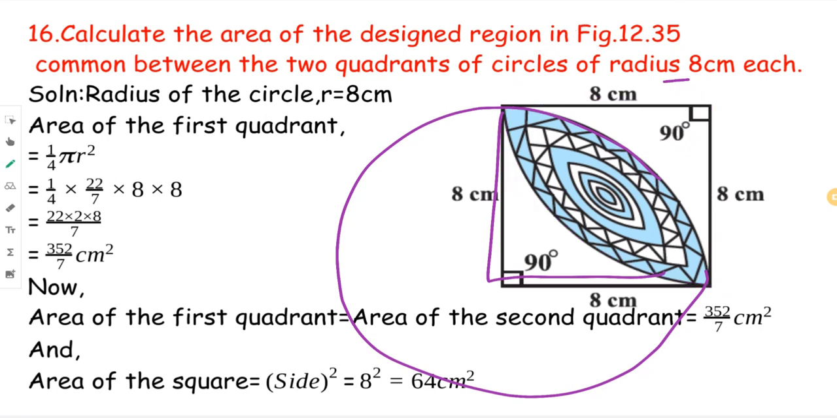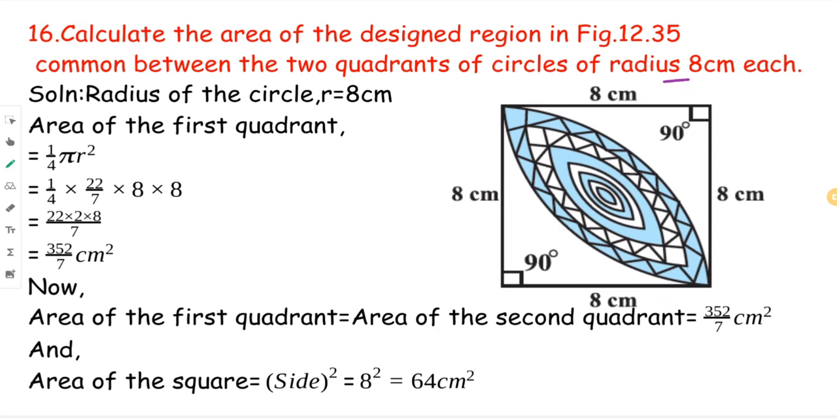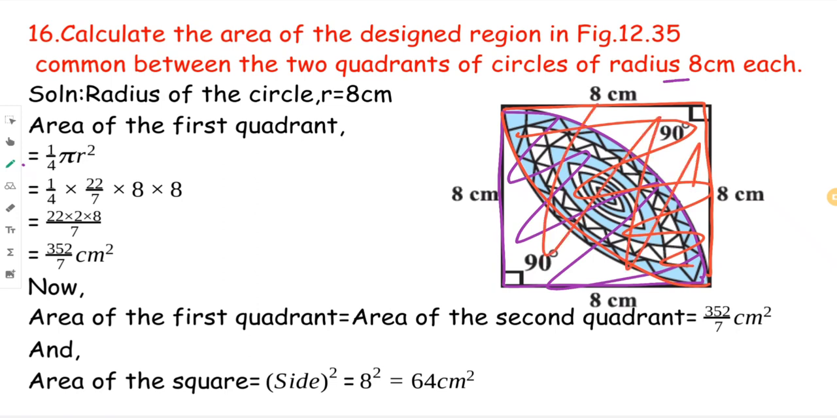Okay, now how do I find the area of the design? So this is how we're going to do it. Area of the first quadrant, this entire thing, plus the area of the second quadrant. The second quadrant is this, right? Then minus the area of the square. So when I subtract the area of the square, I'll get the area of the design.